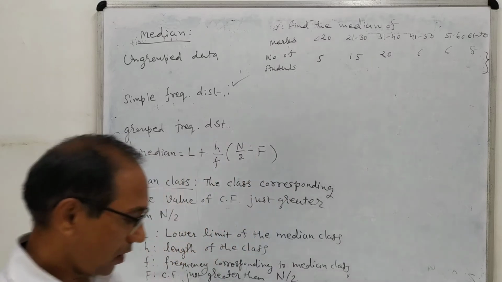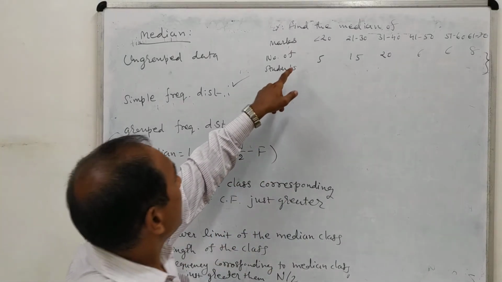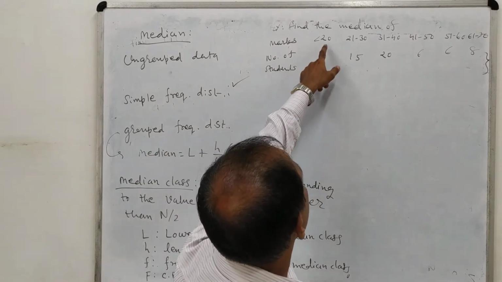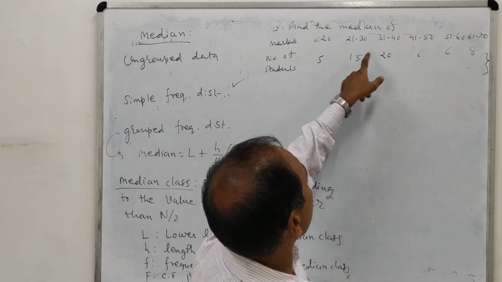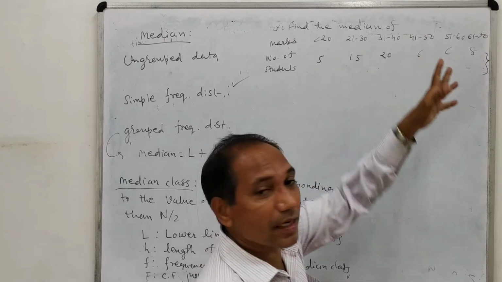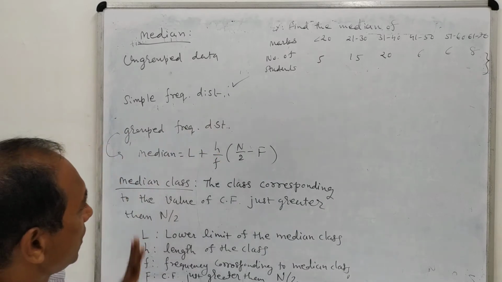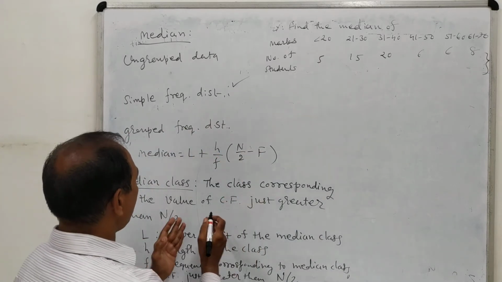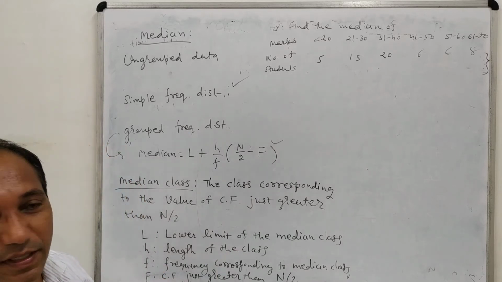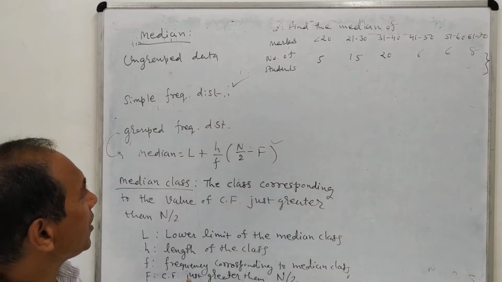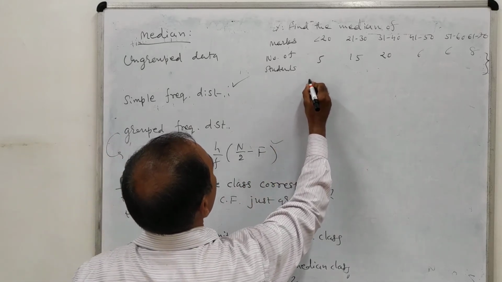So here you can see that the number of students getting less than 20 marks is 5, within the range 21 to 30 is 15, within 31 to 40 is 20, and so on. So you can see that this is the case of group frequency distribution. So first of all, you should write down this formula. That means median equal to capital L plus H upon F into bracket capital N by 2 minus capital F.